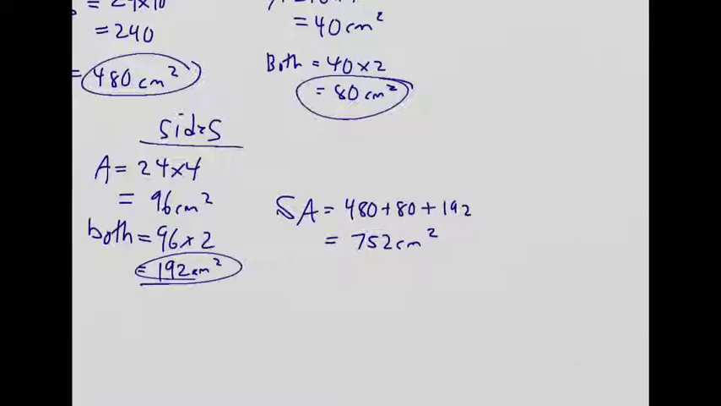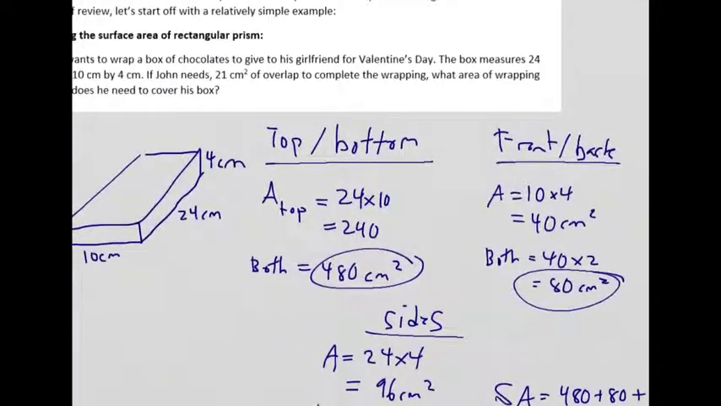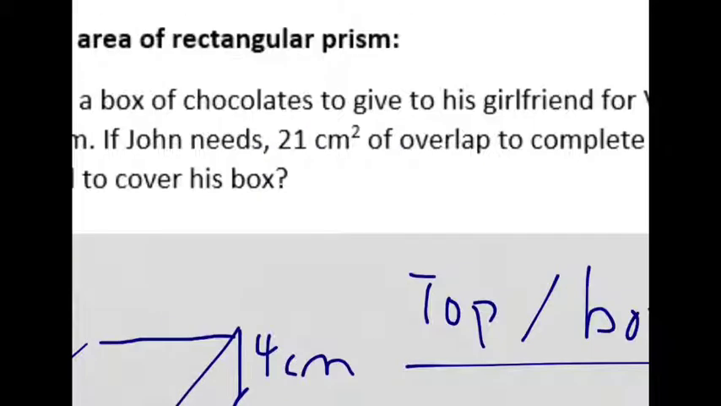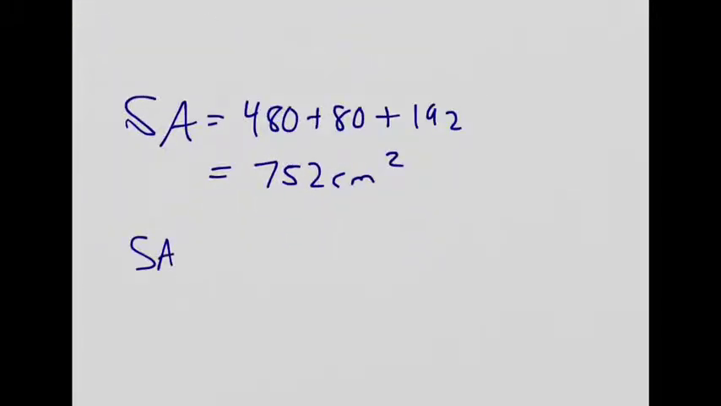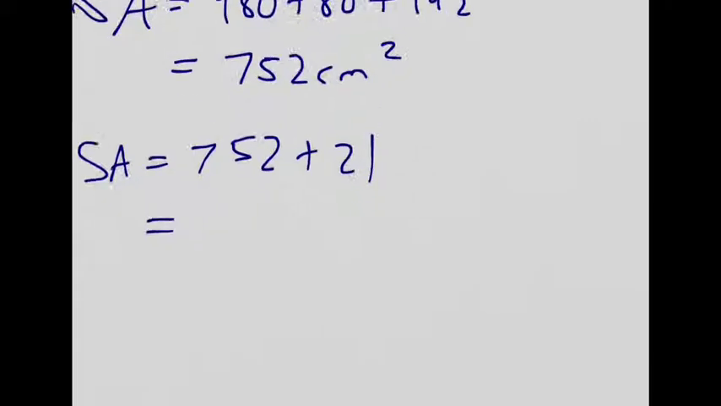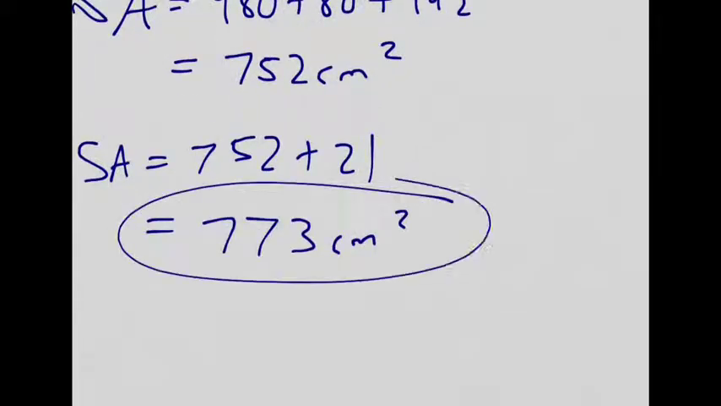Now, have I done what the question asked me to do? You did, but you're missing how much he's going to need if he needs 21 centimeters squared. I need the overlap as well. Okay, so I got to add that on. So the actual surface area will be 752 plus 21 for the overlap. So that's 773 square centimeters. And if he buys that much wrapping paper, he will cover his chocolate box and make his girlfriend happy.